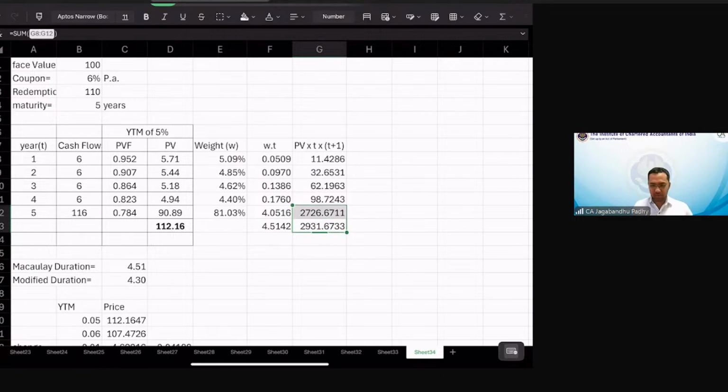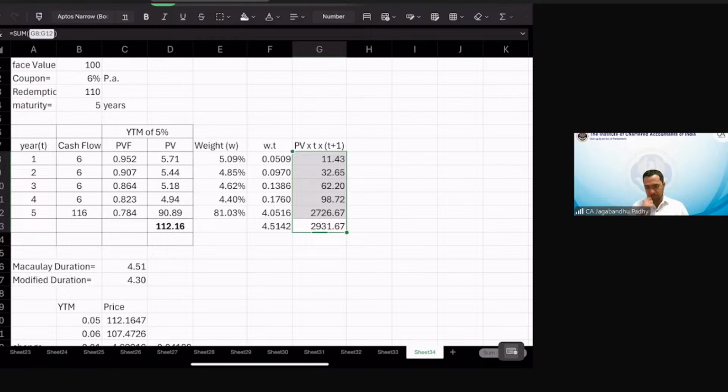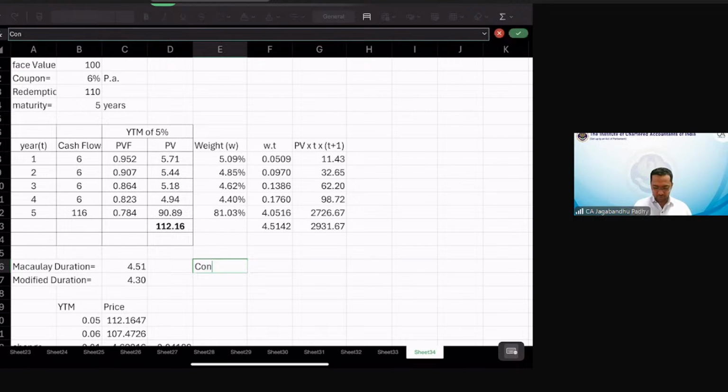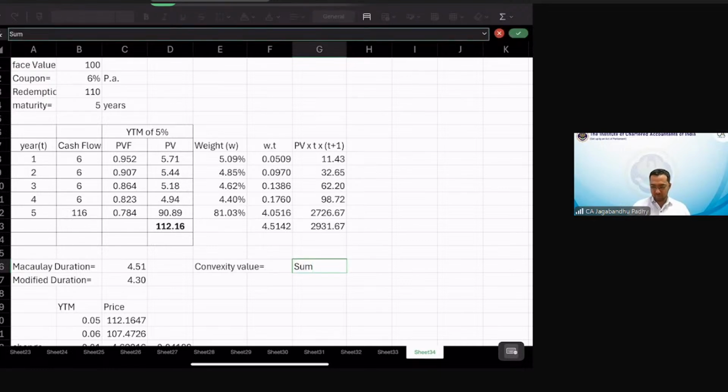Okay, so this is the PV into T plus 1. This is what we get, the PV price, present value of the individual cash flows into T plus 1. Now, based on this, we can get the convexity number. Well, convexity value is calculated as simply sum of PV into T into T plus 1.